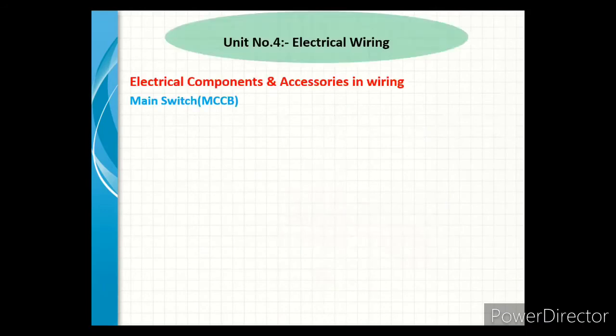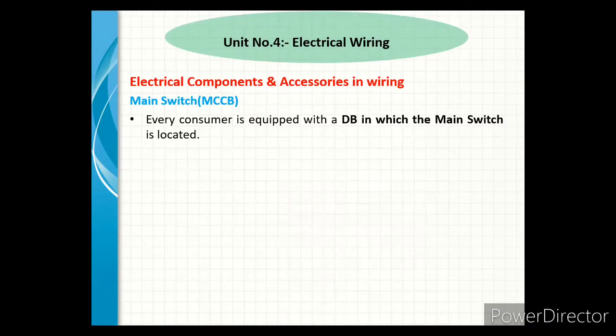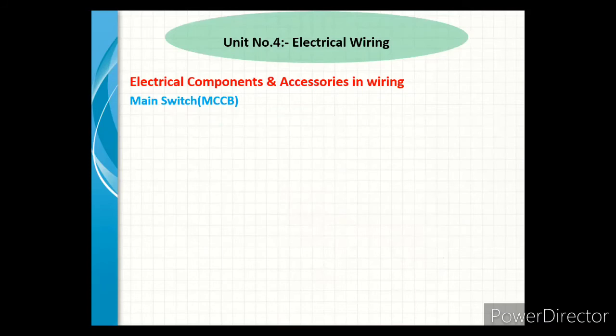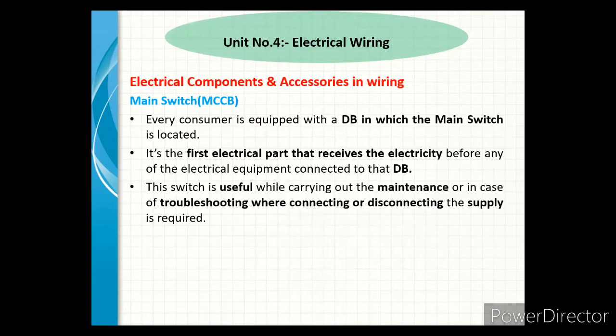Our next component is main switch or MCCB. Every consumer is equipped with a DB in which the main switch is located. It is the first electrical part that receives the electricity before any of the electrical equipment connected to the distribution box. The switch is useful while carrying out maintenance or in case of troubleshooting where connecting or disconnecting the supply is required.